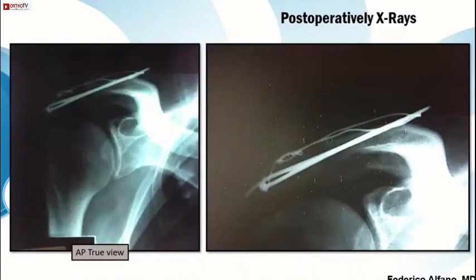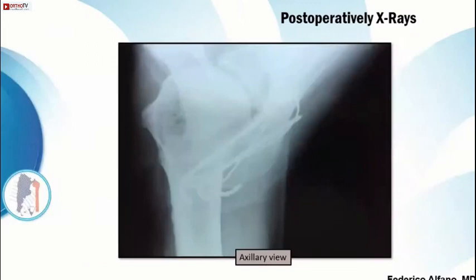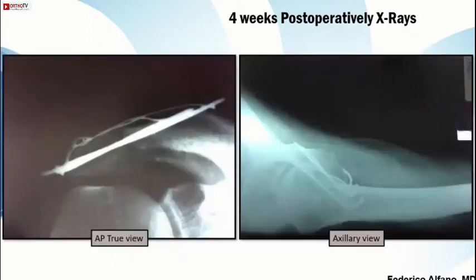Some plain X-rays were performed during the first day postoperatively just to document fracture reduction. This is an axillary view at the same point of time. The blue arrow is at the location of the acromion process fracture. These are some X-rays 4 weeks after the initial surgery.